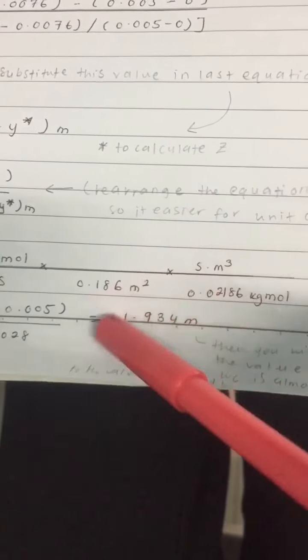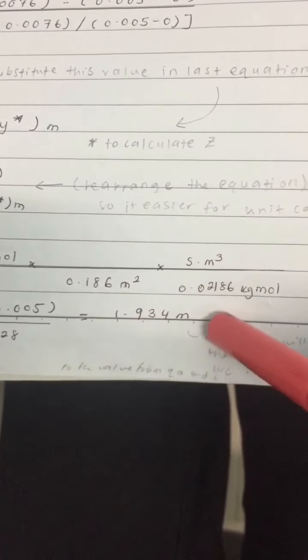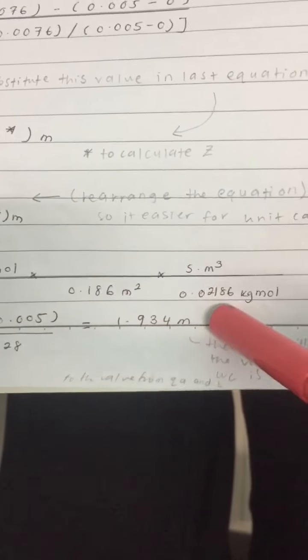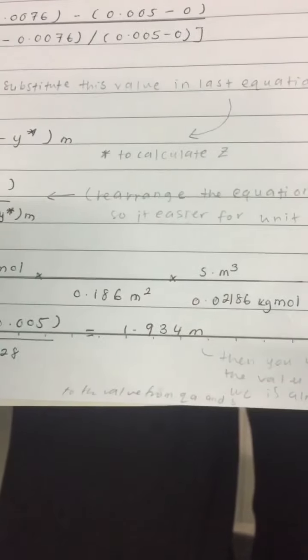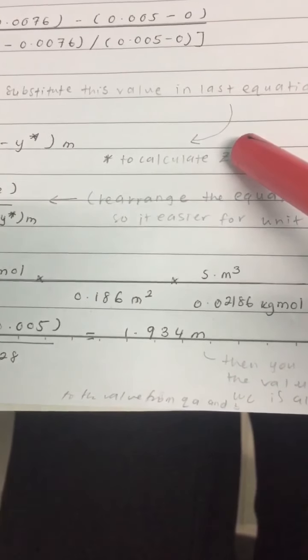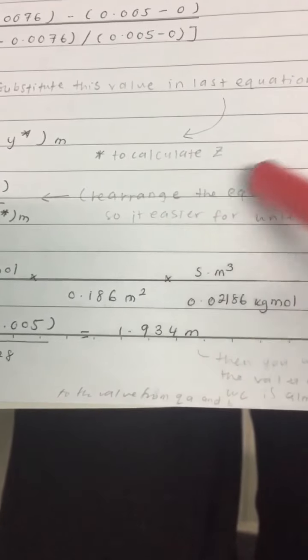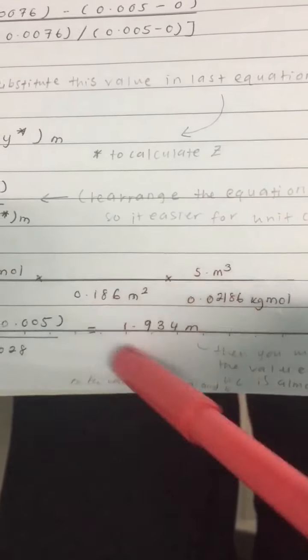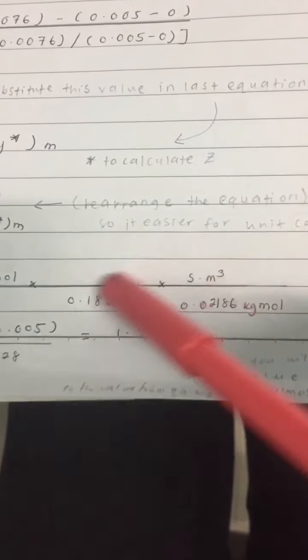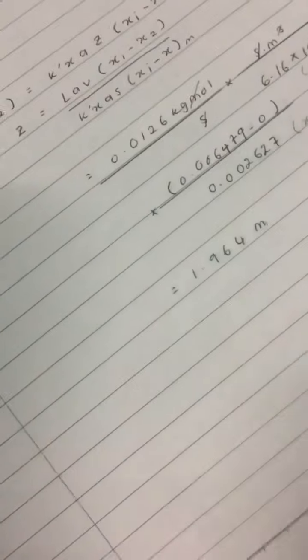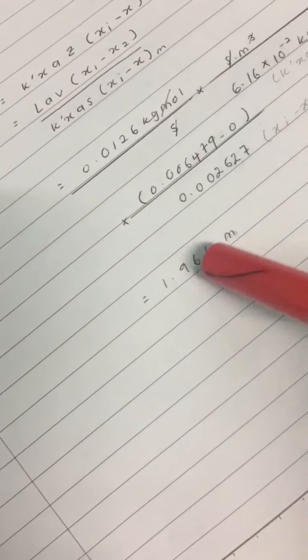This answer is almost similar to the first and second questions. So whichever of these three methods you use, you get a similar or almost similar answer, which is 1.934 or 1.964.